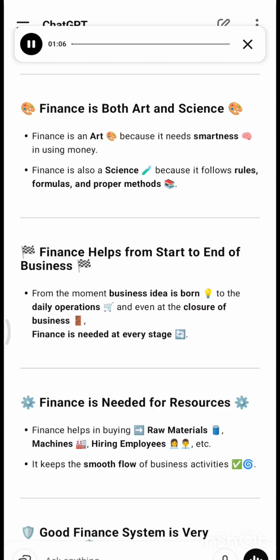Finance helps from start to end of business. From the moment business idea is born to the daily operations, and even at the closure of business, finance is needed at every stage. Finance is needed for resources. Finance helps in buying raw materials, machines, hiring employees, etc. It keeps the smooth flow of business activities.